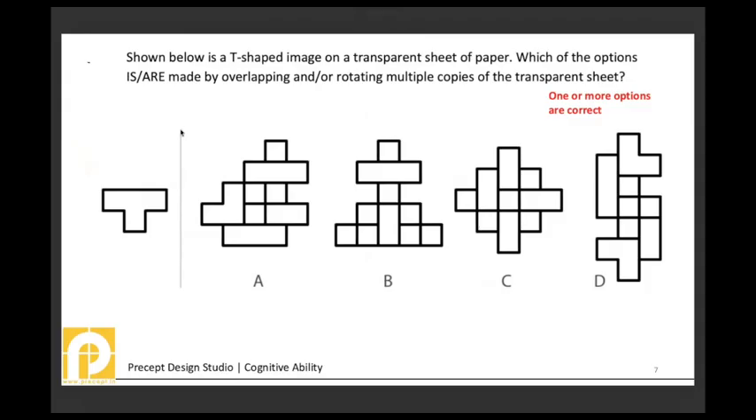Shown below is a T-shaped image on a transparent sheet of paper. Which of the options is or are made up of overlapping or rotating multiple copies of the transparent sheet? So here, this is a transparent sheet, T, which is printed, and we have to identify which of these options could be made by overlapping or rotating multiple copies of the transparent sheet.